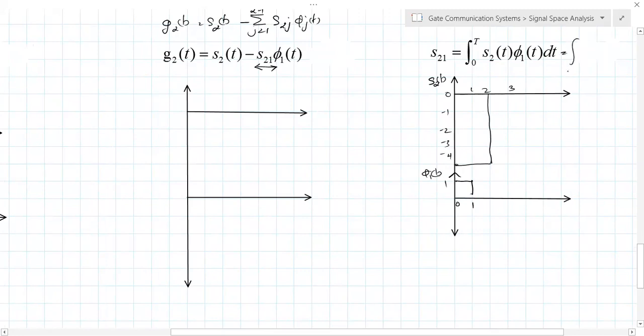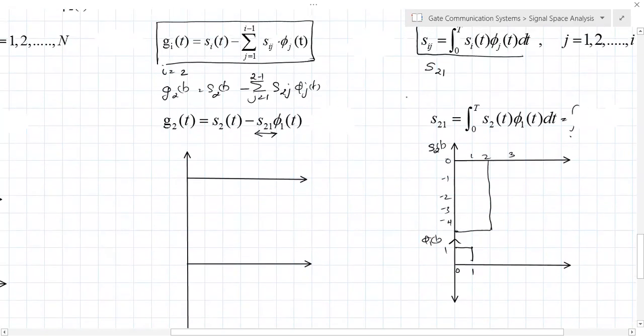So if you observe this particular signal, we can say that S21 exists from 0 to 1 actually. From 1 to 2, here the amplitude is -1, but here it is 0. So the first signal amplitude is -1 and the second one amplitude is 1. So integrating over t, we'll get -4 as S21. Okay, so now we got S21. Now we can substitute S21 in this particular equation. So S21 is -4.